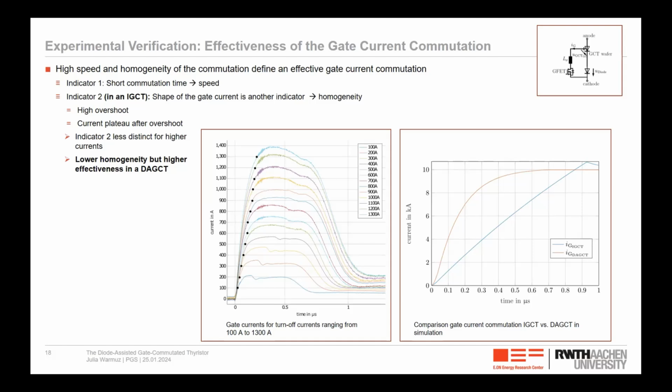For a DAGCT, this looks different, because the driving voltage is dependent on the current. So the highest slope is here at the beginning. So most charge carriers are removed in the first third. And then at the end, the slope, of course, diminishes, because the diode doesn't see any current anymore. Therefore, we don't have this reverse recovery effect, and also we don't have the current plateau. Therefore, we are less homogeneous in a DAGCT, but still, I would say that we are more effective. But how could I prove this theory?